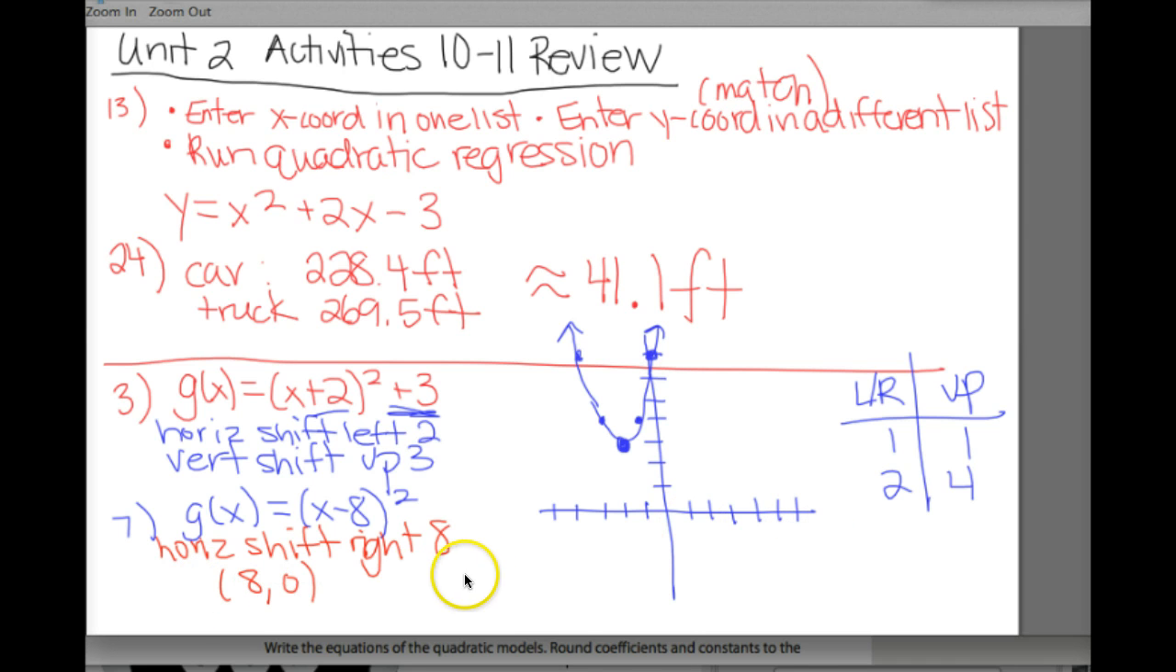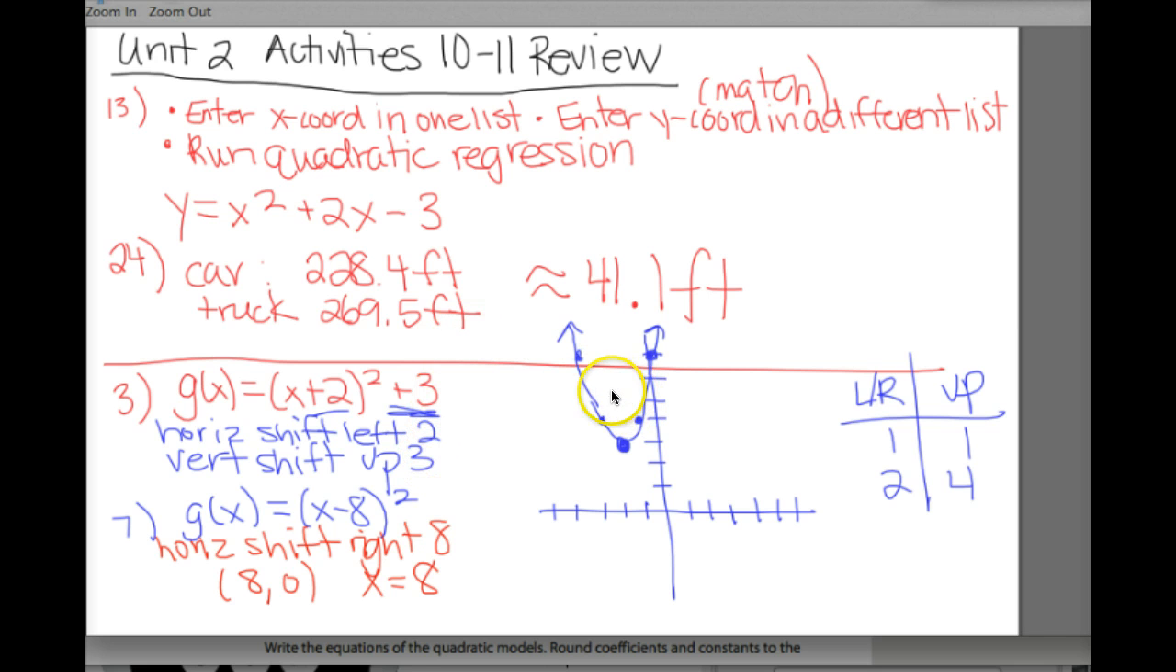Axis of symmetry, remember, is the line. It's a vertical line that goes through the vertex. So it's always x equals, because all vertical lines are x equals, and then whatever the x coordinate of the vertex is, which in this case is 8. So there's your answer there.